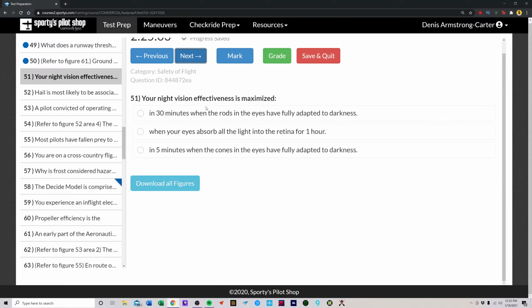Your night vision effectiveness is maximized after 30 minutes when the rods adapt to darkness. I honestly don't know. I'm not an eye doctor, but common sense tells me it would be an hour. It takes about an hour. But it could also be this one. I think it's about 30 minutes. I honestly am not an eye doctor, so I have no idea what it would be.